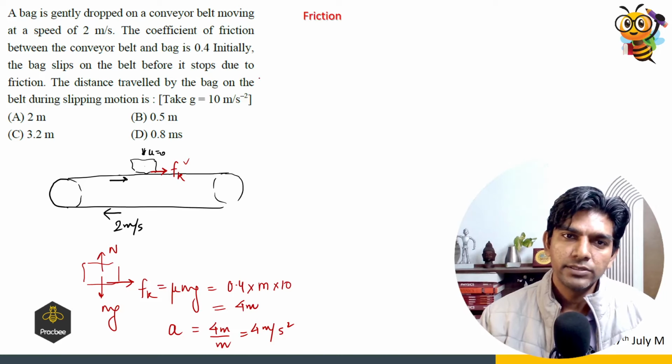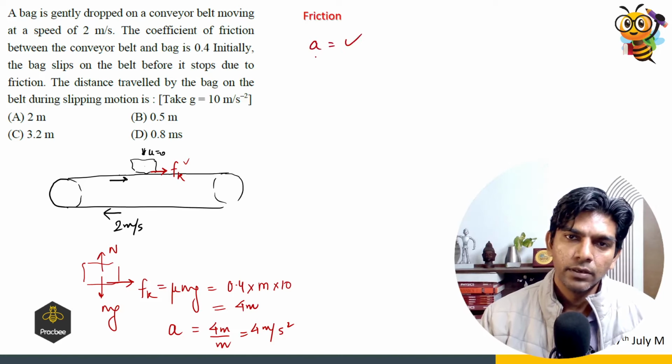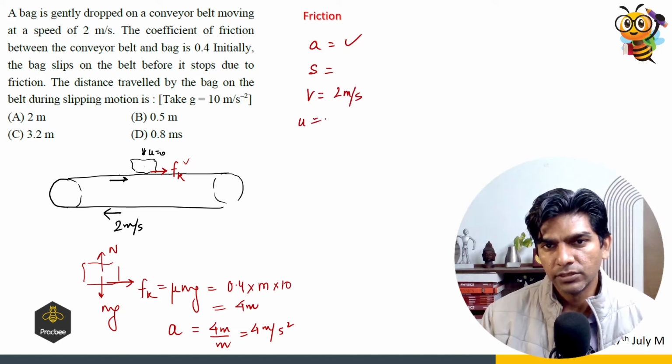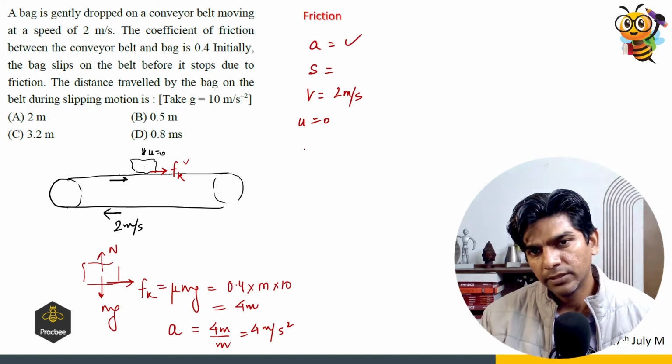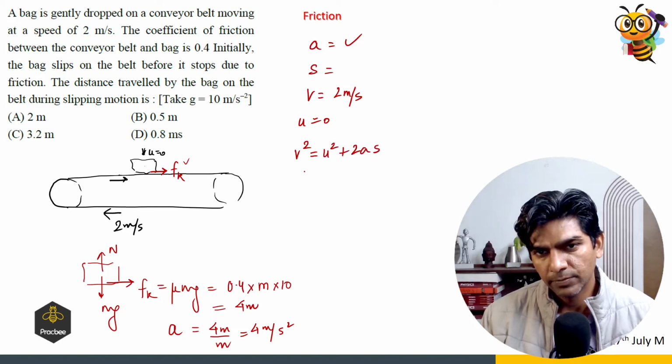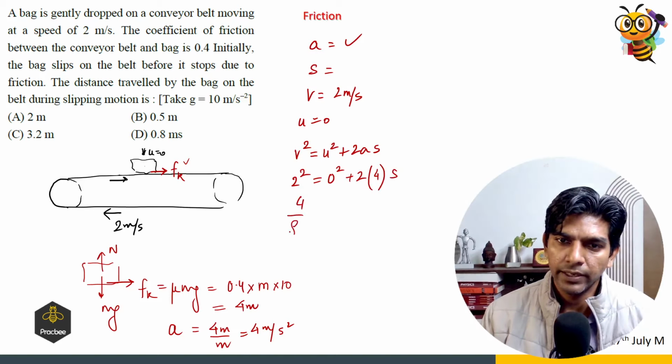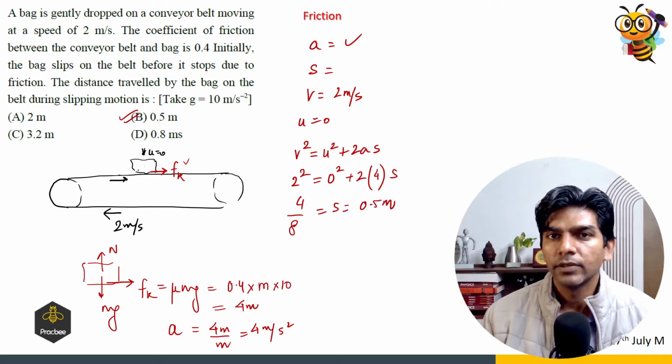And we have to find the distance traveled. So we got the acceleration, we have to find the distance traveled. And final velocity we know, which is 2 meters per second, initial velocity is 0. So we can apply the third equation of motion. So v square is equal to u square plus 2as. So v will be 2, u will be 0, acceleration is 4, and from this we can find s. So 4 divided by 8, which comes out to be 0.5 meters. So option B is the right answer.